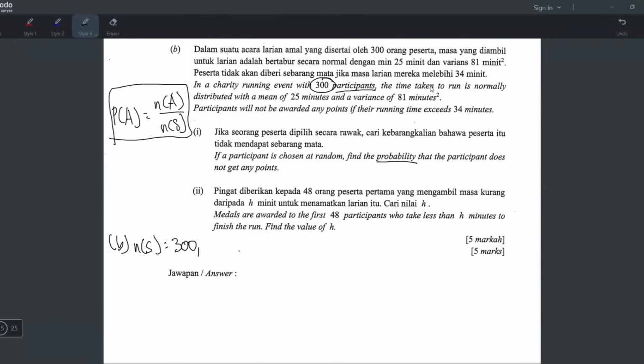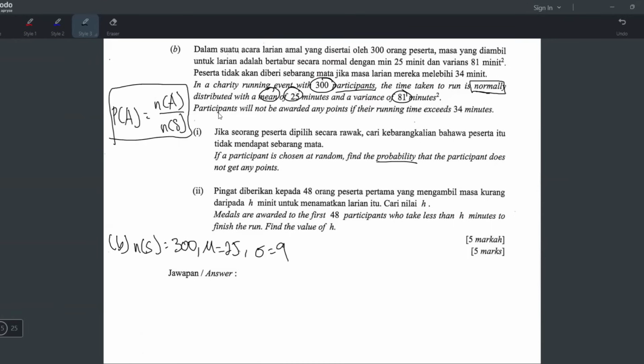Okay, the time taken to run is normally, you see the word normal already. So later I have to use the Z score table, and we have to convert to Z later. But they have to give you the mean and standard deviation to do that. So the mean they give you already, 25, nice. Variance 81. Okay, in normal distribution, we don't use the variance. So let's convert this to standard deviation. How to convert? Just square root, because you know standard deviation is the square root of variance. So square root of 81 will give you 9.